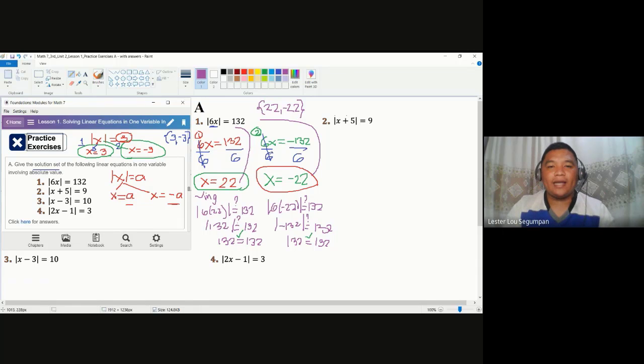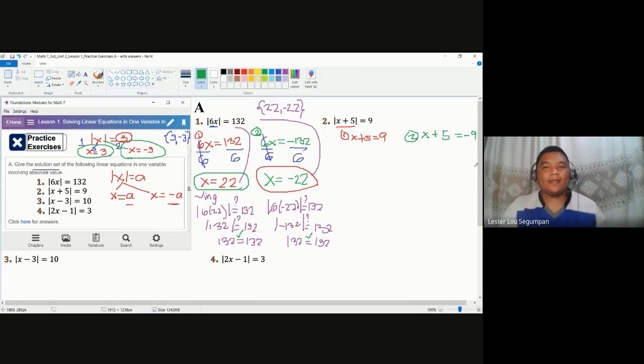So let us try to apply the same processes here in number two. The difference between number two and number one is that in number two, it's already in the form of a binomial. Nevertheless, let's apply the same cases. So for case one, do not just simply use x, but the whole quantity: x plus 5 equals positive 9. That's case 1. Case 2 will take the same binomial x plus 5, but it will be equated to negative 9.